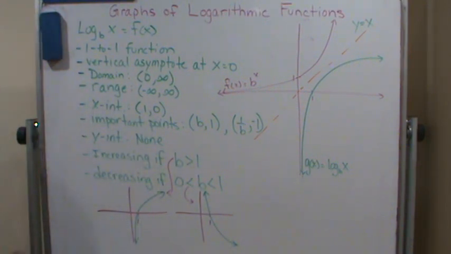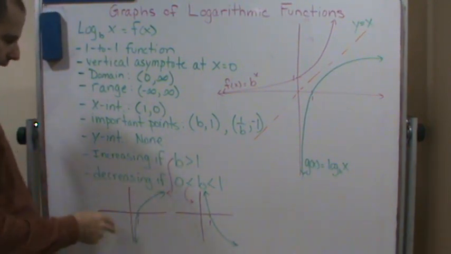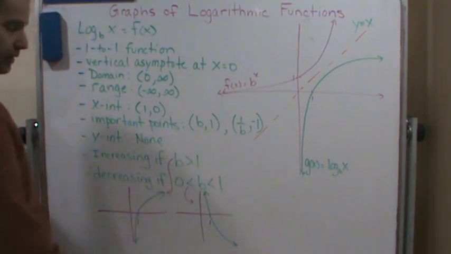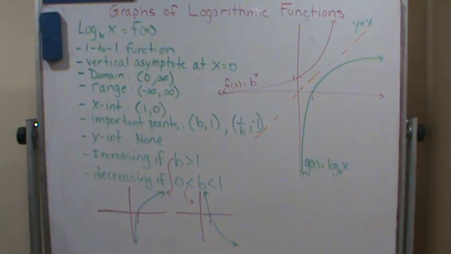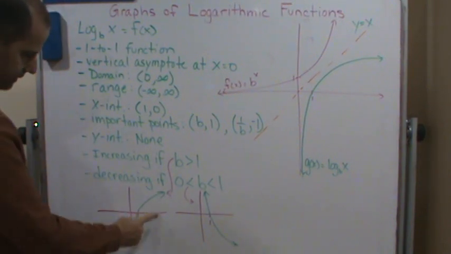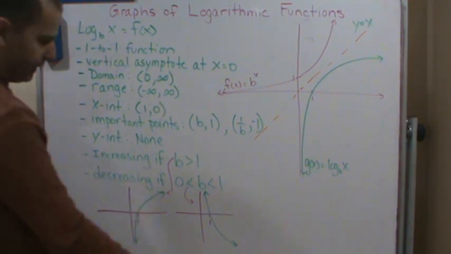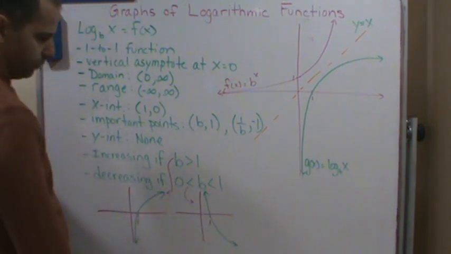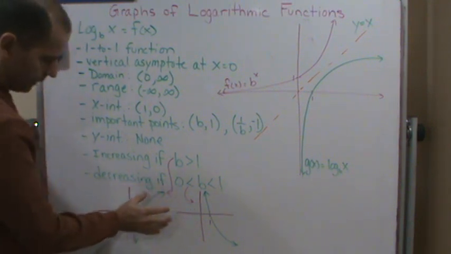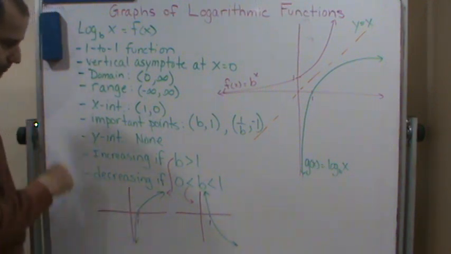Okay? Of course, it's an increasing function if b is greater than 1, and it's a decreasing function if b is between 0 and 1. And that's the same as what we had before with exponentials. And so here are the two forms. If b is greater than 1, it'll look like this, right? If b is between 0 and 1, it'll look like this. So it'll be a decreasing function. And again, it's because it reflects across the x-axis.